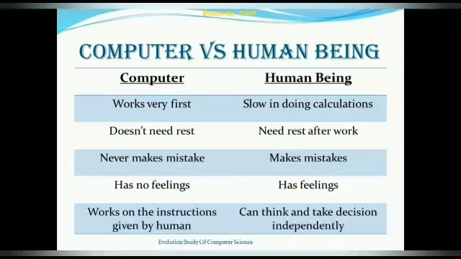Now let us discuss computer versus the human being. Computer works very fast while human beings are slow in doing calculations. Computers don't take any rest while human beings need to rest after work. Computers don't make any mistakes while human beings make mistakes. Computer has no feelings whereas human beings have feelings. Computer works on the instructions given by the human while the human can think and take decisions independently.